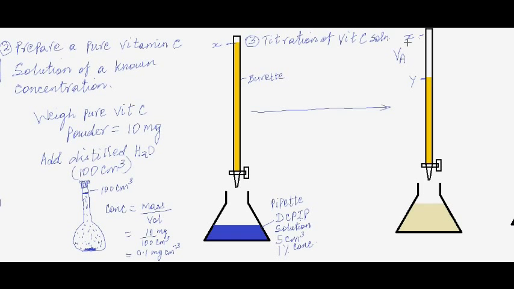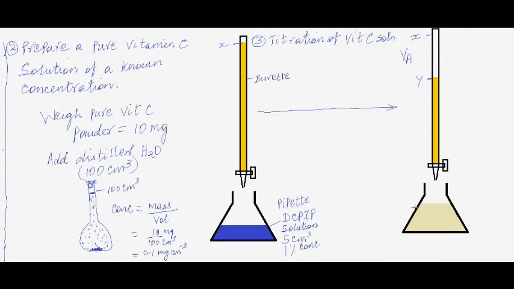If you observe very keenly, you can see the DCPIP has lost its blue color. There's a slightly orange tinge because the vitamin C solution may have had a slightly orange tinge in it. But when the blue color disappears, you could then stop the titration and accurately measure the change in the level of the liquid. So that is VA.